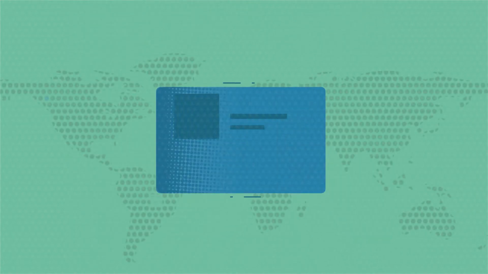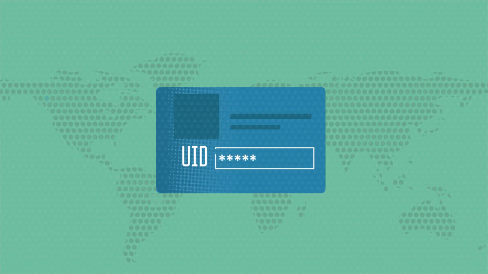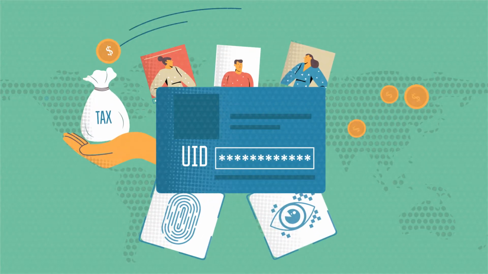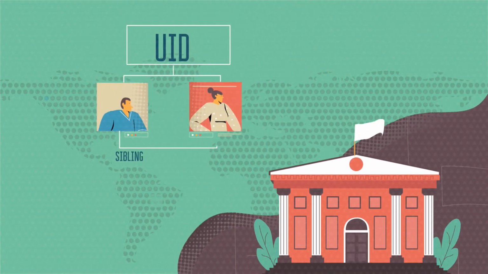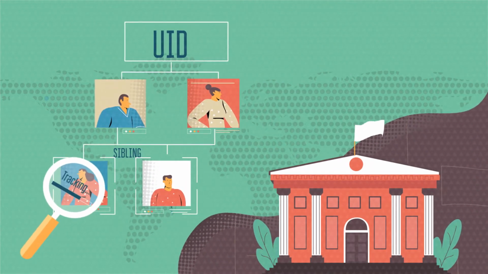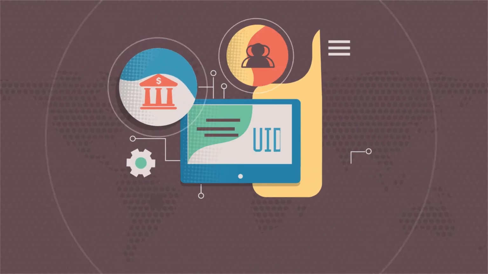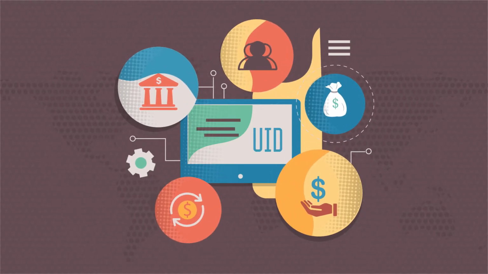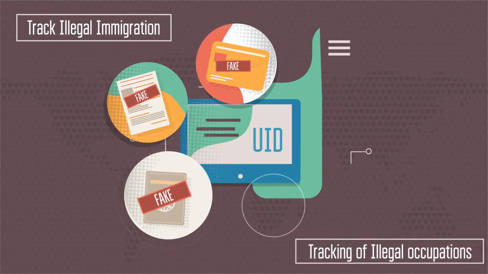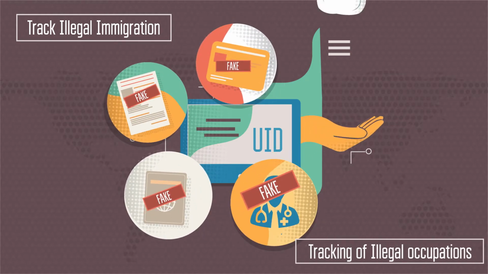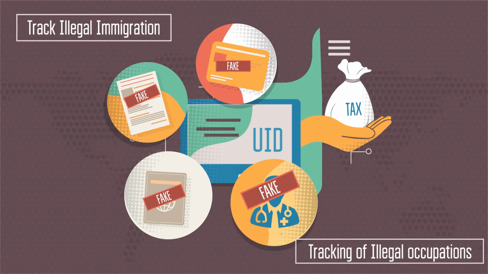UID, benefits for the government. With UID management system, the government can generate UID with biometrics, track incomes, and collect tax. Establish family hierarchy and track any internal transactions within the family hierarchy. Link UID with a person's contacts, bank accounts, income, taxation, and track any transactions. Track illegal immigration. Tracking of illegal occupations. Government can now generate sufficient revenue and eliminate foreign aid.